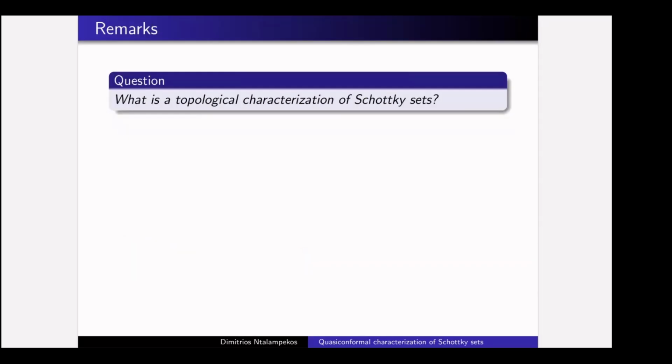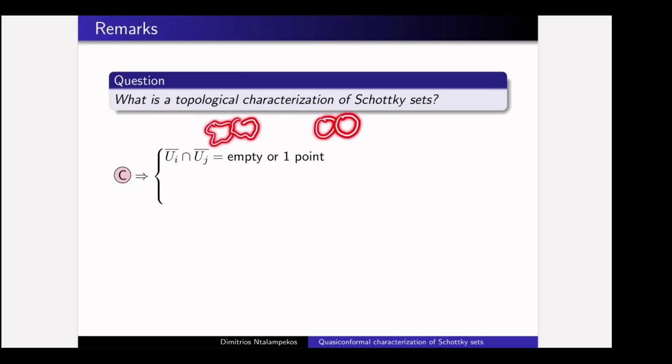The assumption that we have, this circularization assumption C, gives some topological consequences. First, for any two regions U_i, U_j, the closures are either disjoint or they intersect at one point. Of course, since we can convert these two regions to two disks, this is clear.